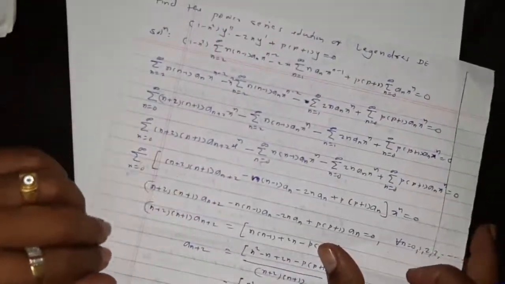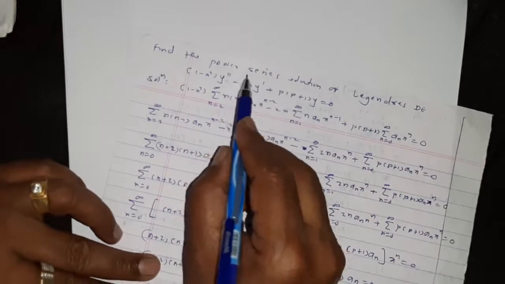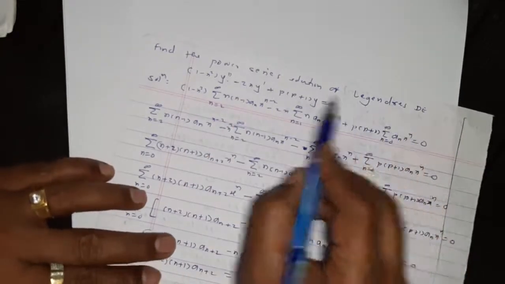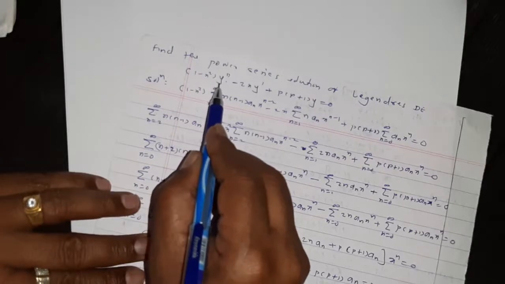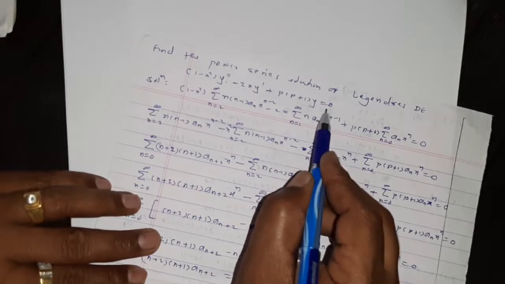Next, find the power series solution of Legendre's differential equation: (1 minus x^2) y'' minus 2x y' plus p(p+1) y equals 0.